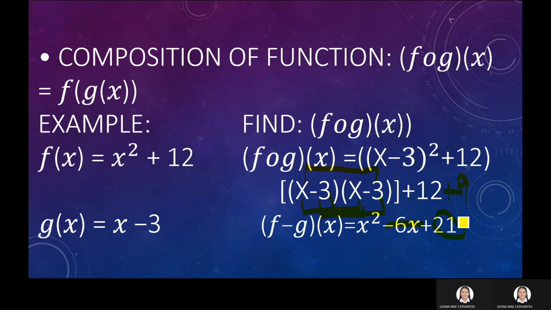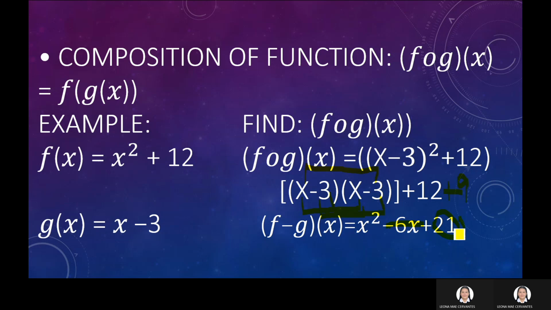So we have f composition of g of x equal to x squared minus 6x plus 21. Okay? Next, f composition of g of x, if x is equal to 2.